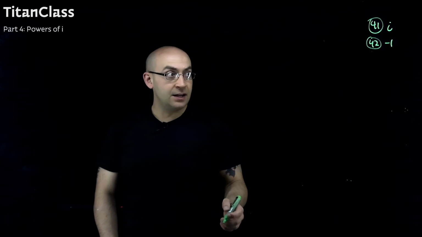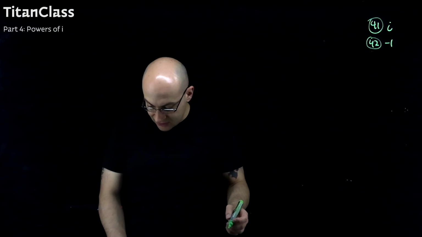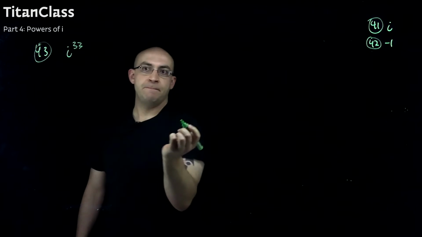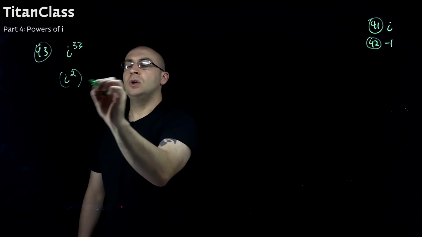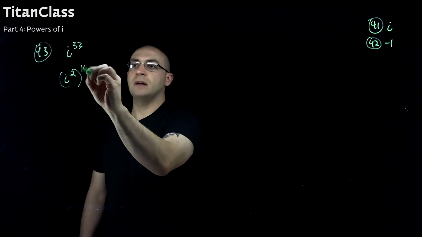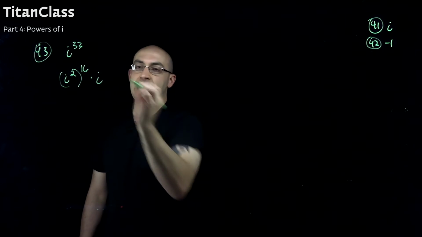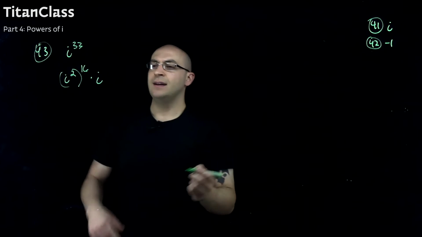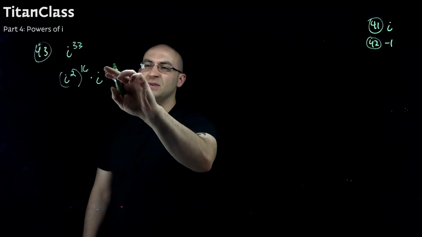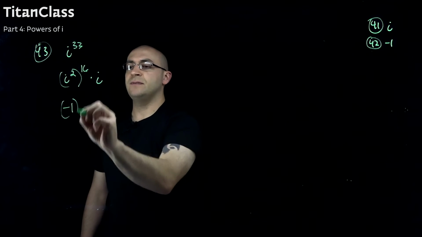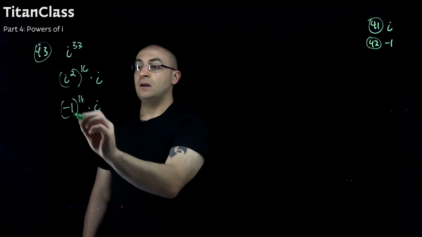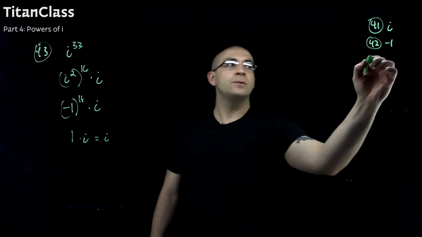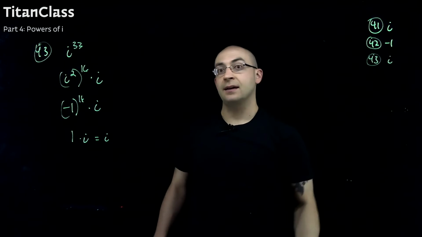Okay, number 43 is i to the 33rd. Okay, i squared. 32 is what I want, right? Because that's even. And then times an i, like another i, right? So 2 times 16 is 32, and I account for that other i. Because this is like i to the 1st, right? But we don't put the 1st because that's weird. So this is -1 to the 16th power times i. Even power, so 1 times i, which is just i. Right, so number 43 is just i.